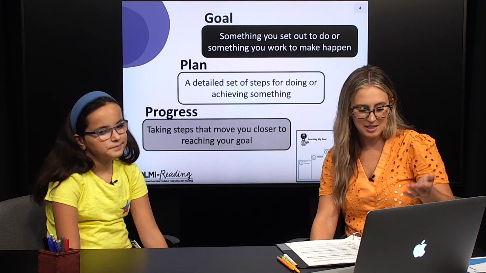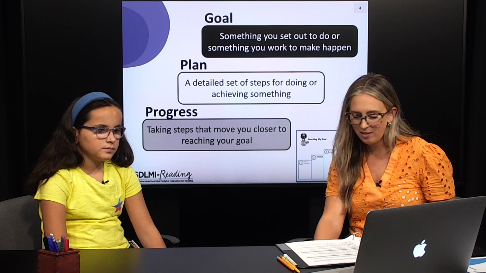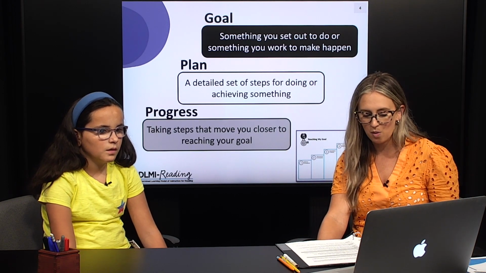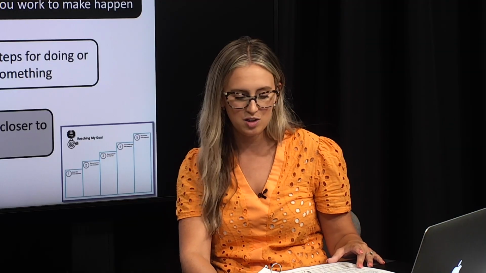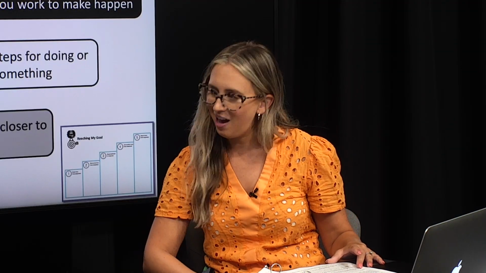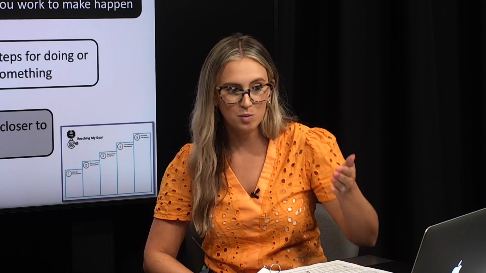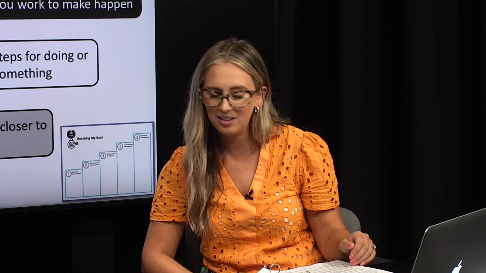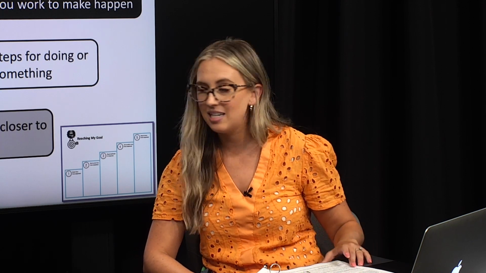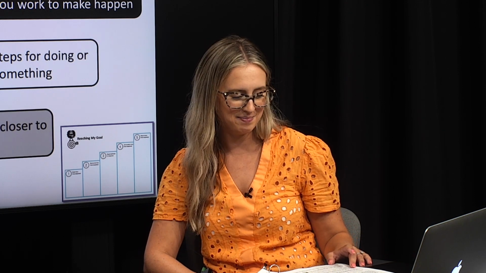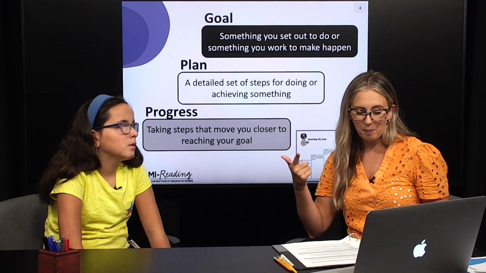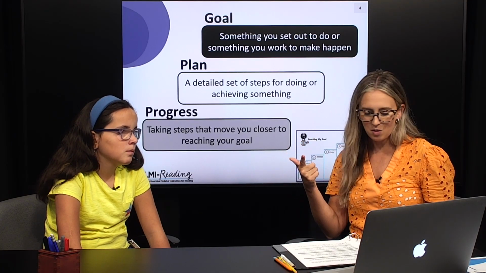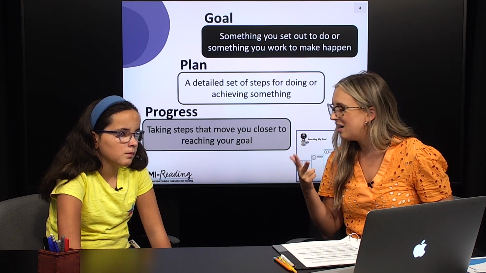Our last word is progress. Progress is taking steps that move you closer to reaching your goal. When thinking about progress you are making towards your goal, you might think about how well you are doing. So remember, our goal attainment scale can help us with this. Today, we are going to work on putting together your action plan. That means we need to think about your reading goal, your plan or steps to reaching this goal, as well as when you will take action.